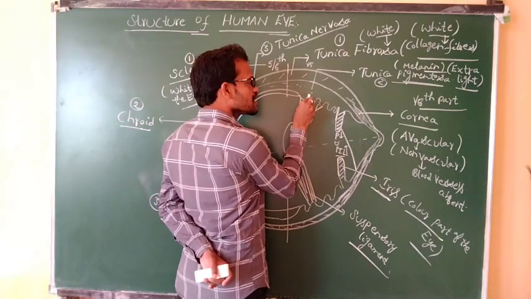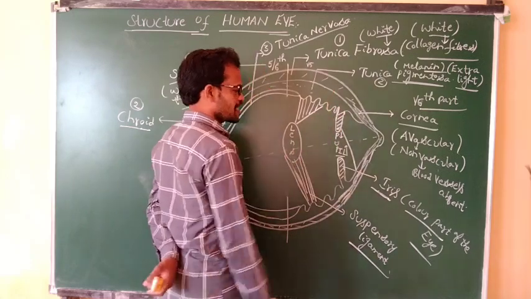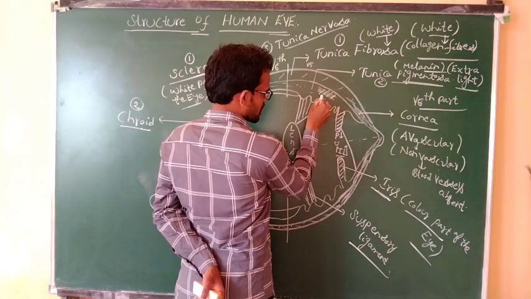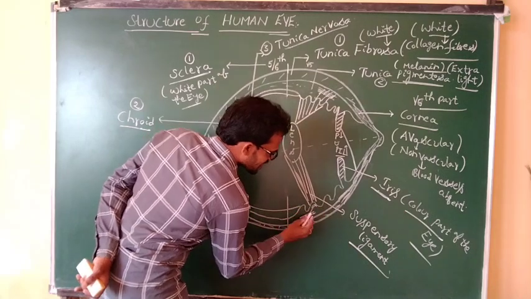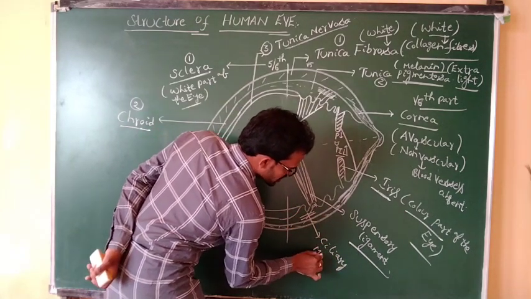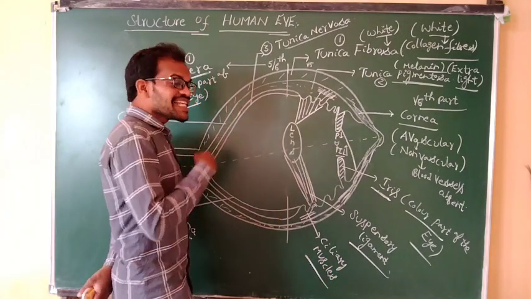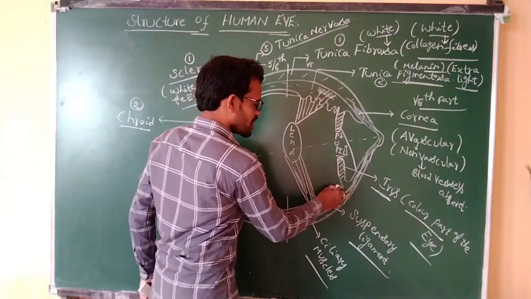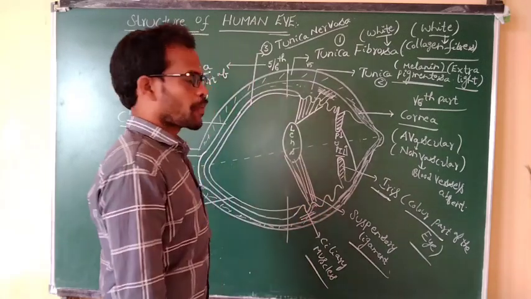The ciliary muscles. Secondly, this is known as the ciliary muscles. They are helpful for the ciliary process. The ciliary process, again, originates from the iris. The second one is known as the ciliary process.